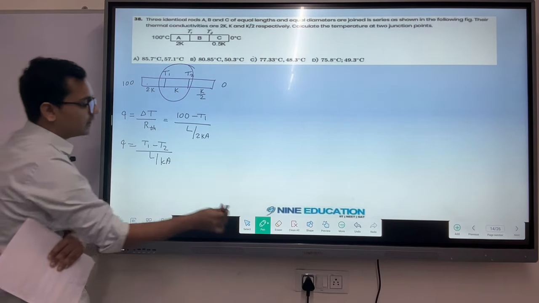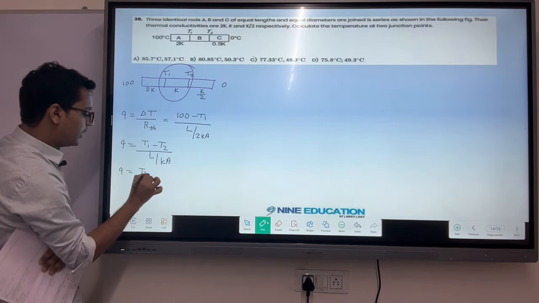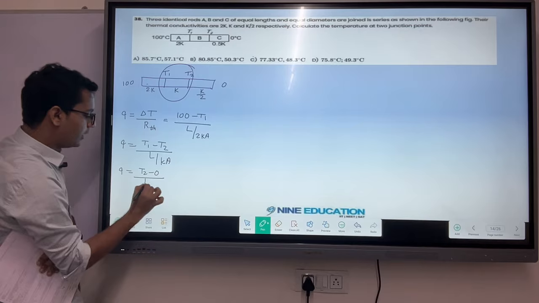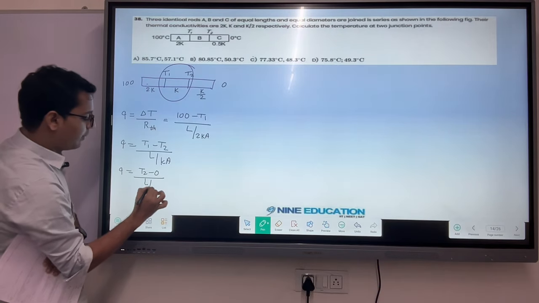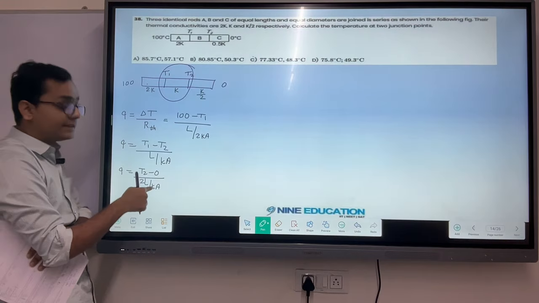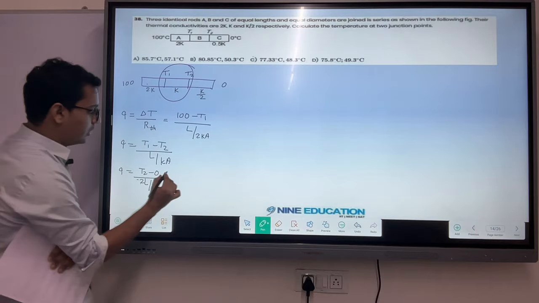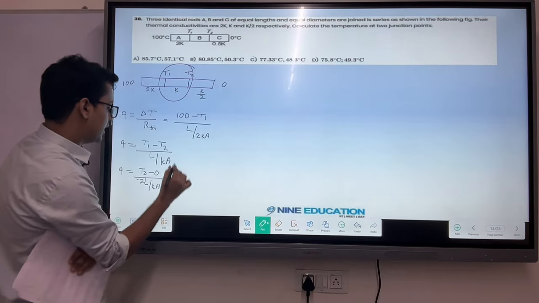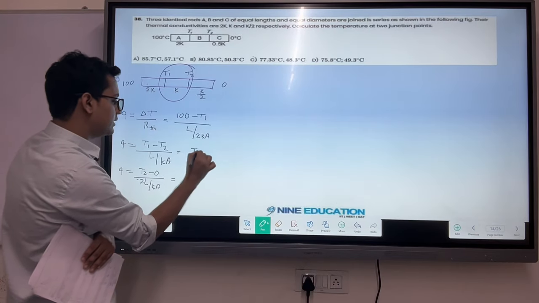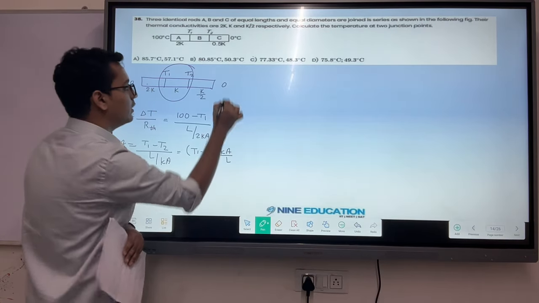What about the third one? For the third one, Q is equal to (T2 minus 0) divided by L divided by K by 2, into A. This is K by 2, hence it becomes, that 2 is in the numerator over here. So I will simplify this, I will say this is (T1 minus T2) into Ka by L.